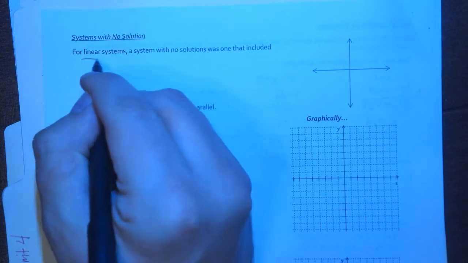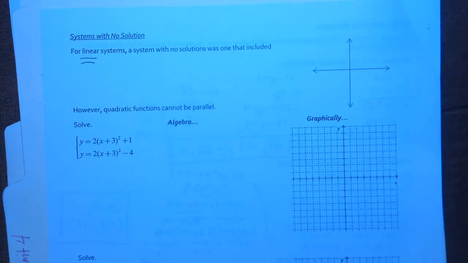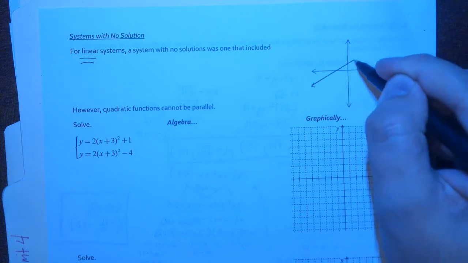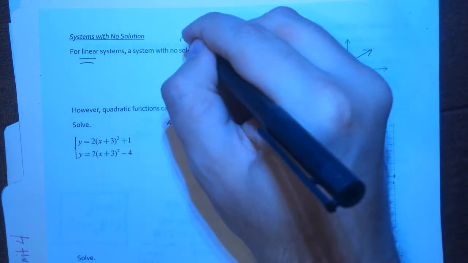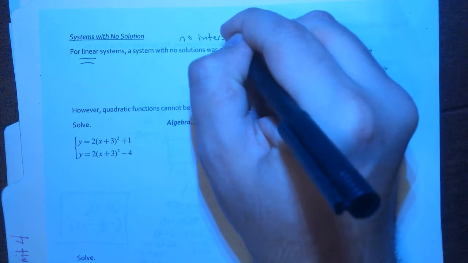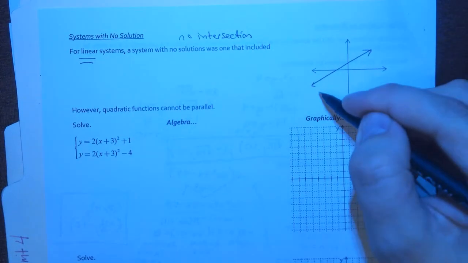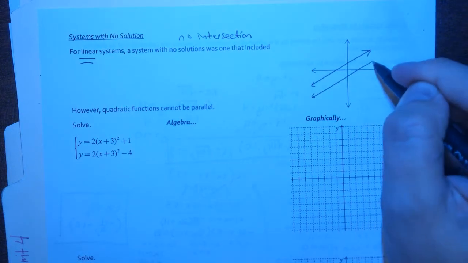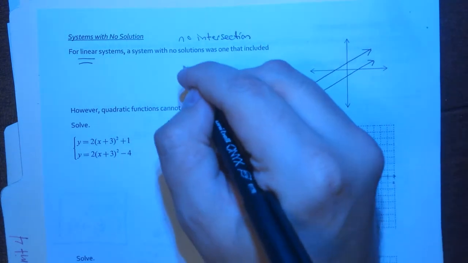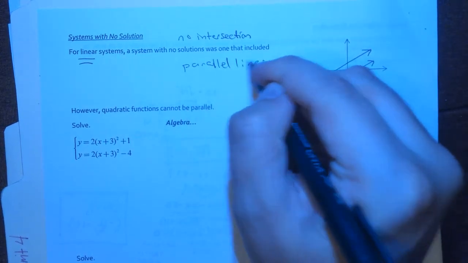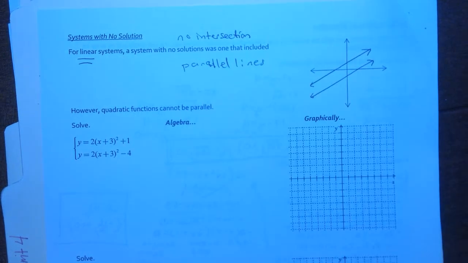If I had linear systems, that is a system of two lines, there was only one way to get a system that had no solution. No solution meaning no intersection. And that was to have two lines which did not intersect, in other words, two parallel lines. And of course, parallel lines have the same slope, so that's very easy to identify.